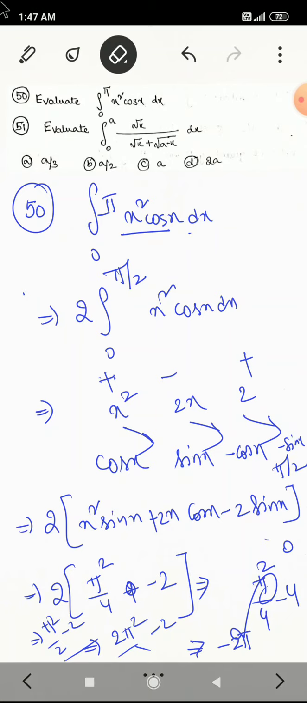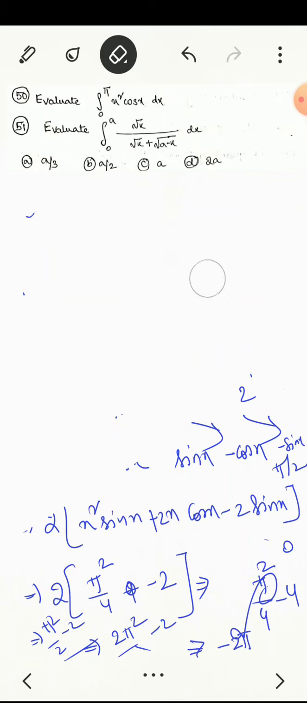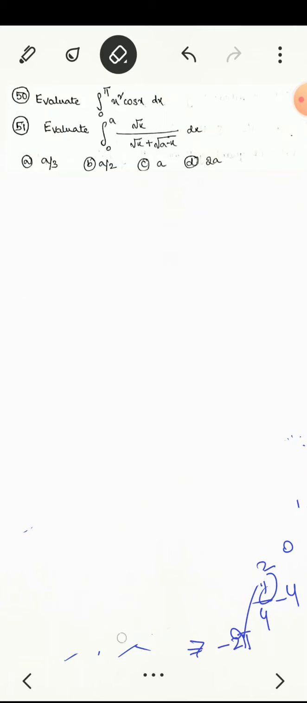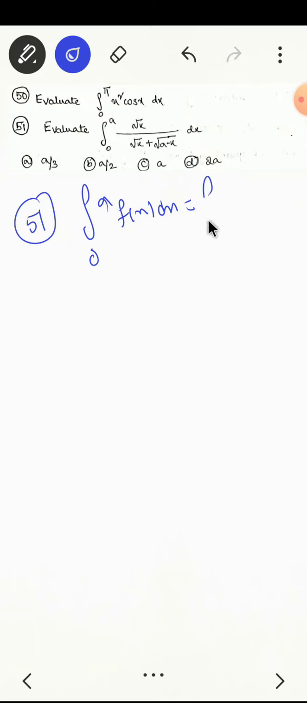Then let us solve problem number 51. For solving problem number 51, remember one more property: the integral from 0 to a of f of x dx can also be written as the integral from 0 to a of f of a minus x dx.